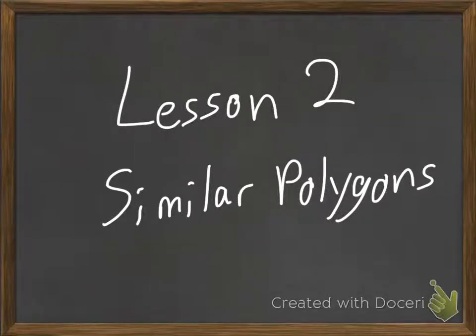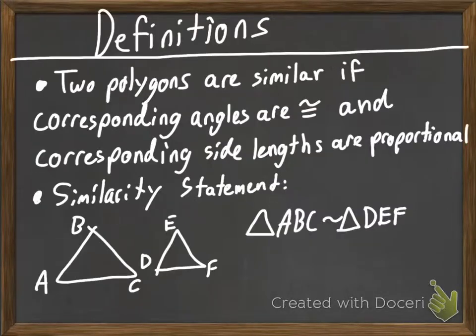Alright, welcome to Lesson 2 of Unit 9. Similar polygons. So, definition: two polygons are similar if their corresponding angles are congruent and corresponding side lengths are proportional.